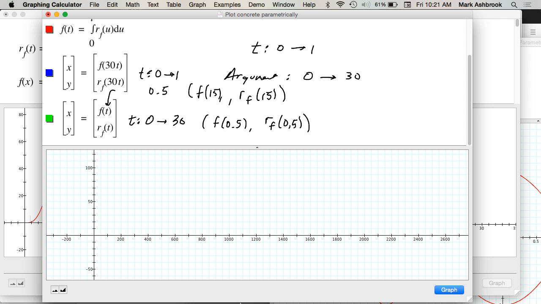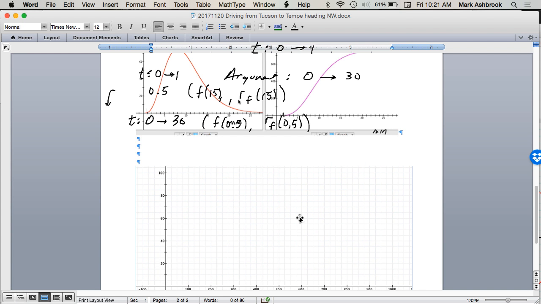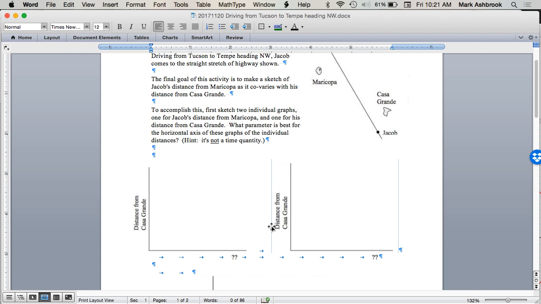And that should say distance from Maricopa. So let's just get that straight before we think about this here. So this right here, change that to distance from Maricopa. That should say Maricopa right there.